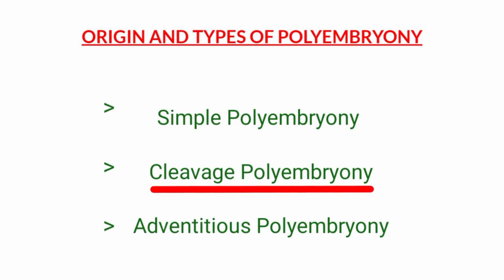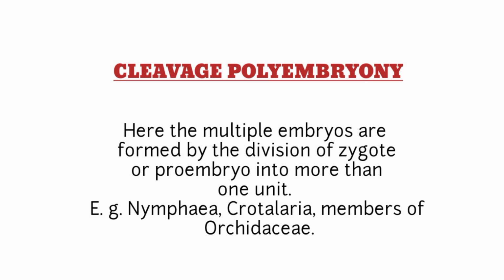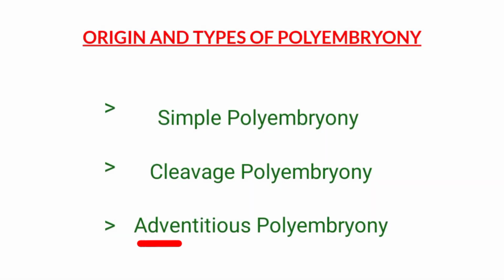embryos. And in cleavage polyembryony, multiple embryos are formed by the division of zygote or proembryo into more than one unit. In adventitious polyembryony, some cells of nucellus or integument may enter the embryo sac and develop into embryo, resulting in the formation of polyembryos in one embryo sac.